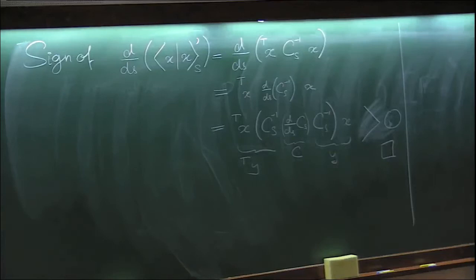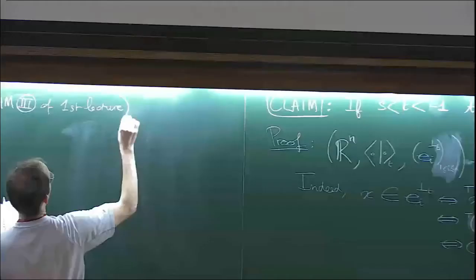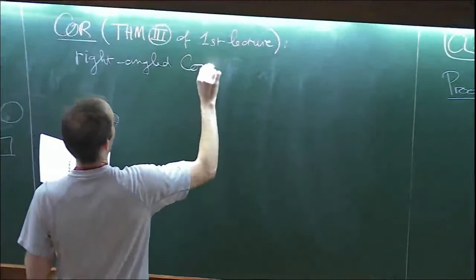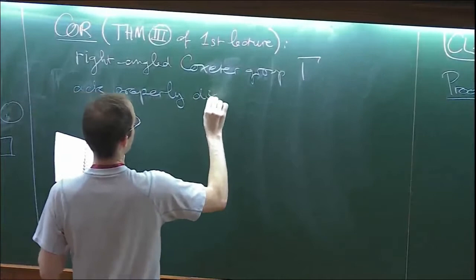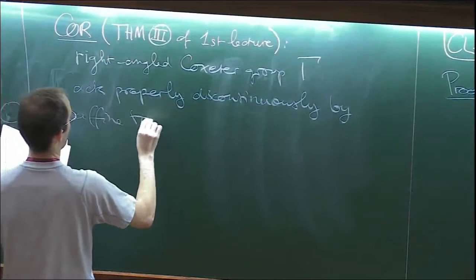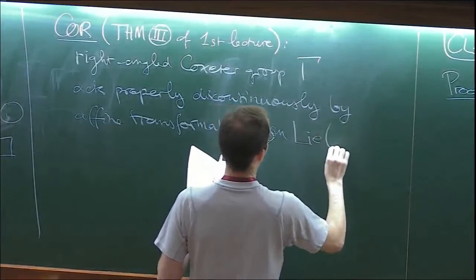Okay, so I'm done proving the contraction property of this family of representations. And remember, the reason we were doing all of this is this corollary, using theorem 3 of the first lecture: the right-angled Coxeter group gamma acts properly discontinuously by affine transformations on the Lie algebra of SO(C_T), I guess.